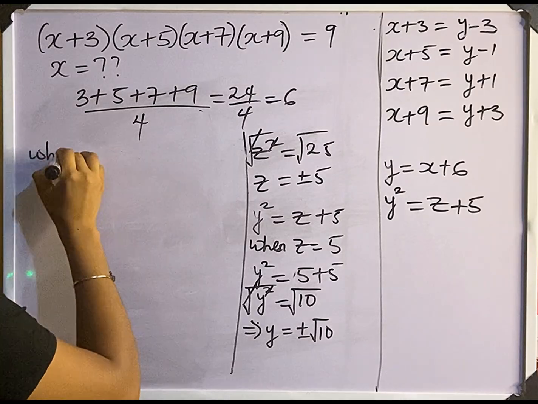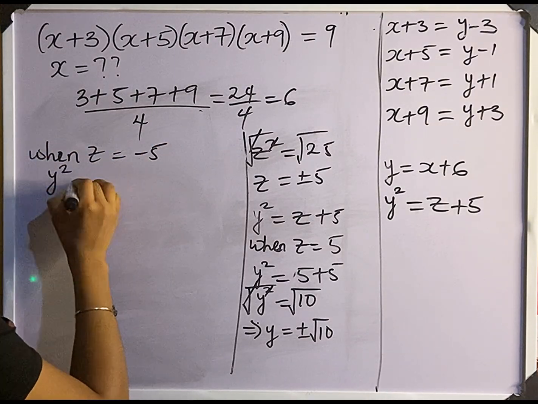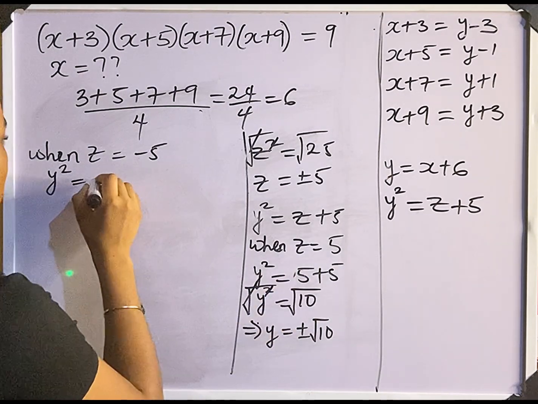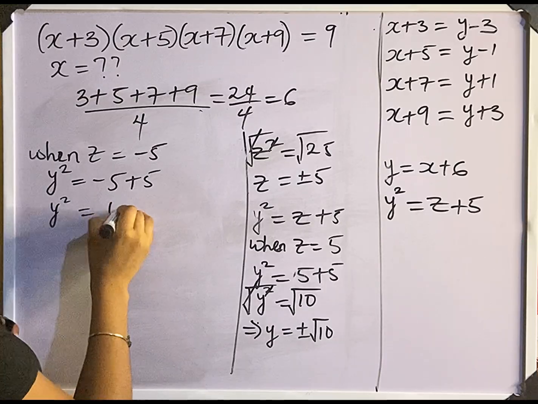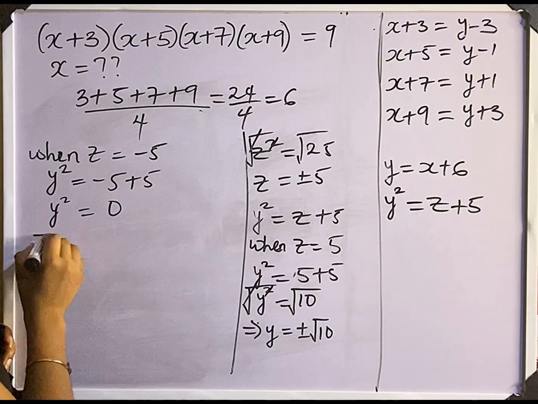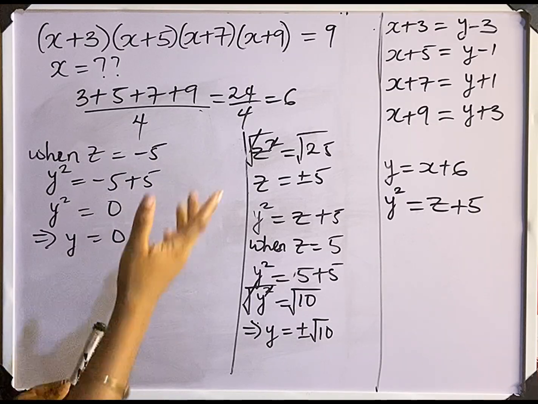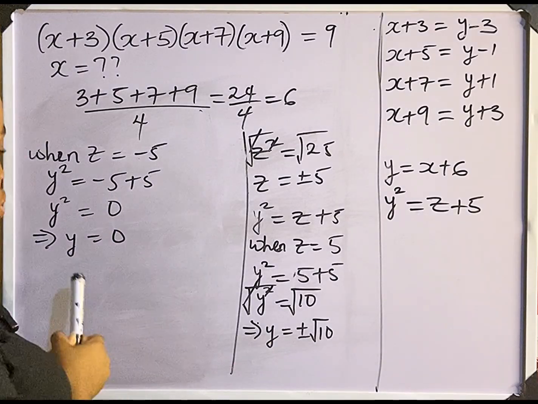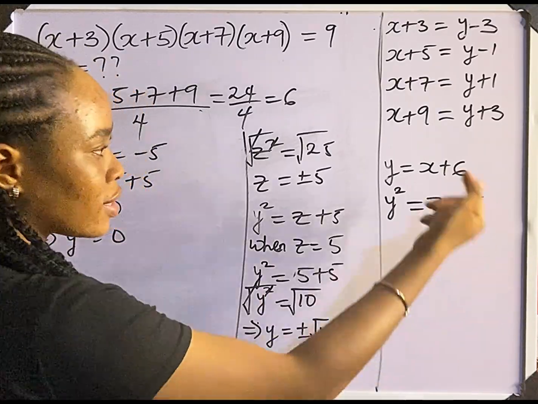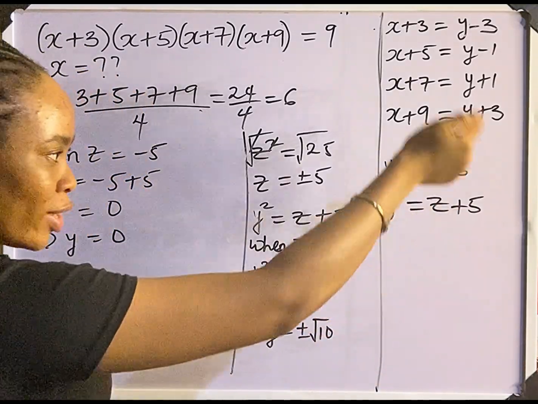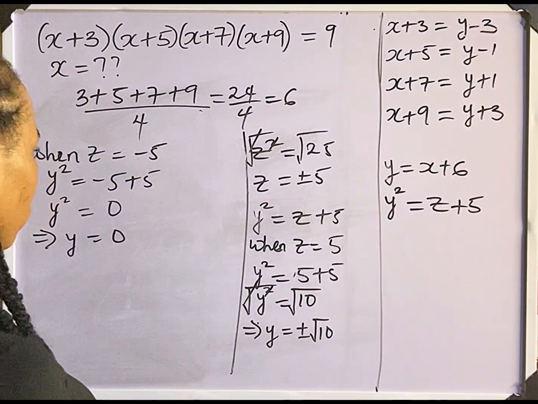So when z equals minus 5, y squared equals what? Minus 5 plus 5. So y squared equals what? 0. Minus 5 plus 5 is 0. So this implies that automatically y equals 0 because the square root of 0 gives us 0. So we have gotten the values for y. Now let's get the values of x by substituting the values of y into this equation.